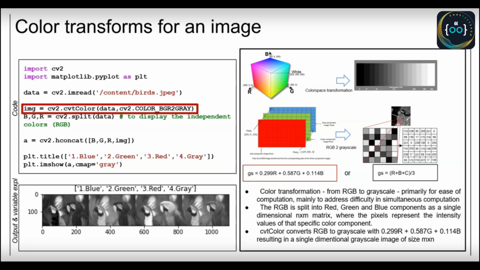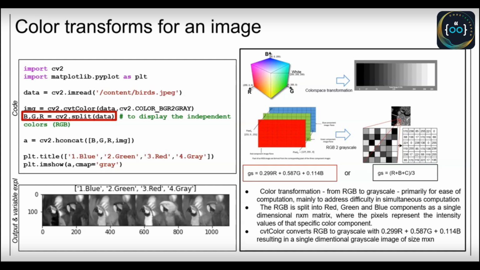Then we use a function from the OpenCV library to convert an image from color to grayscale. The image data in data is in blue, green, red, or BGR. BGR is the color order used in OpenCV. We convert from BGR to grayscale. The grayscale image is stored in IMG.